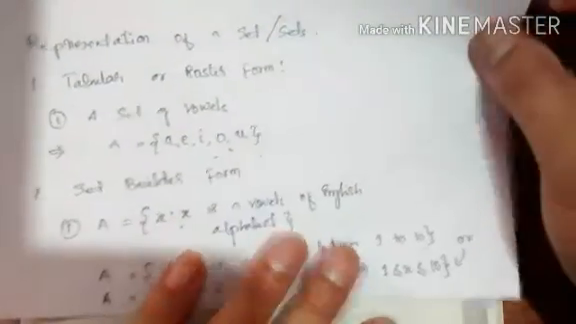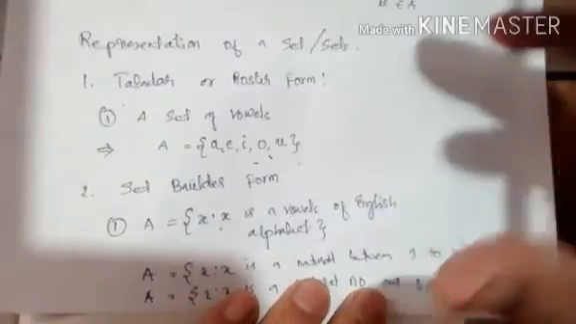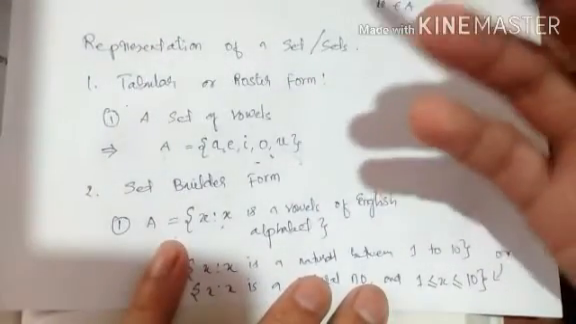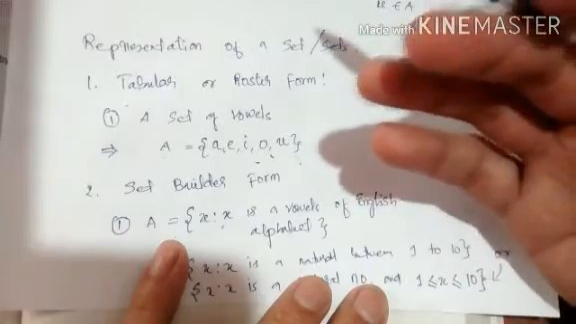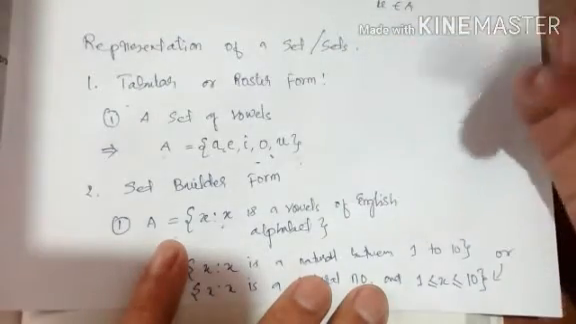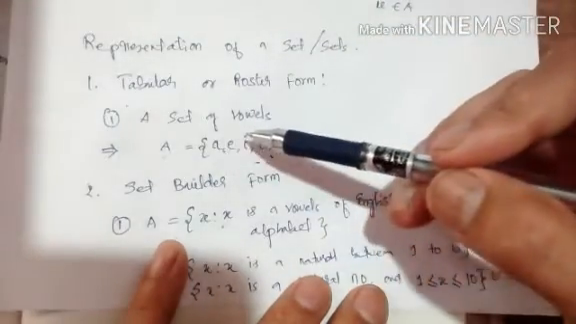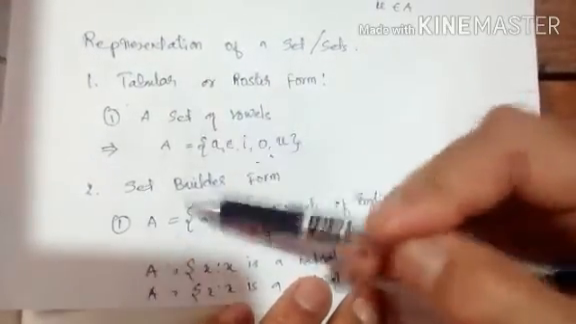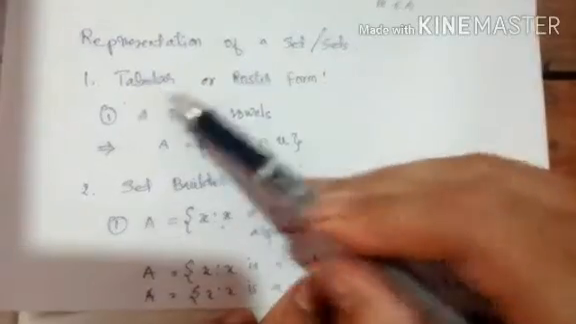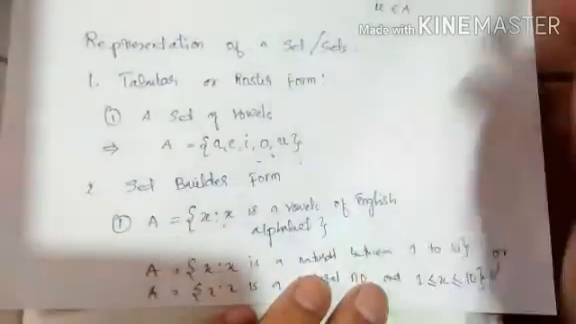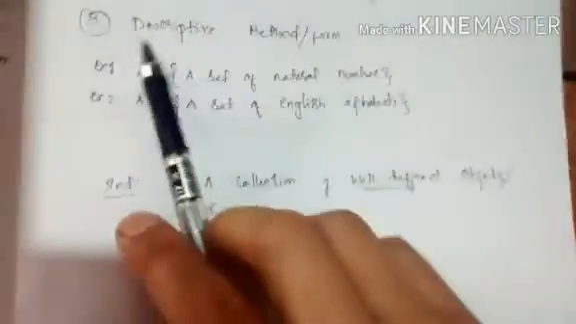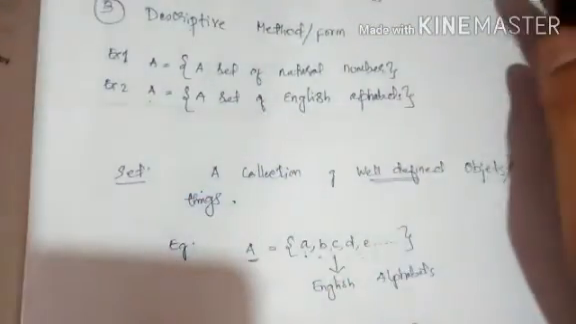So this is called the representation of a set. So how do we represent a set? When we say let's build a set of English alphabets, or vowels of English alphabets, how do we write it? That is called representation of a set. So we can have 3 different ways of doing it. One is the tabular or roster method, one is the set builder method, and the other one is the descriptive method or descriptive form.